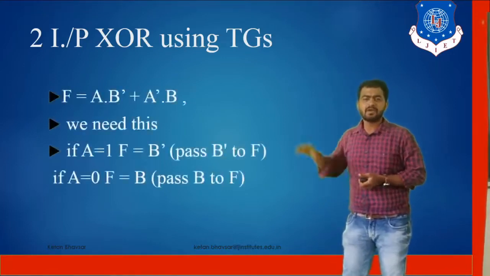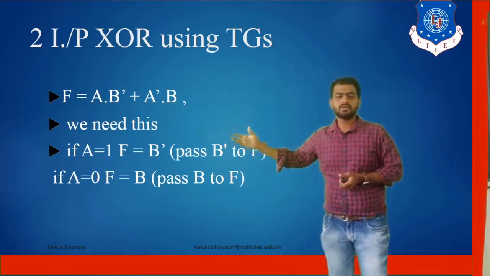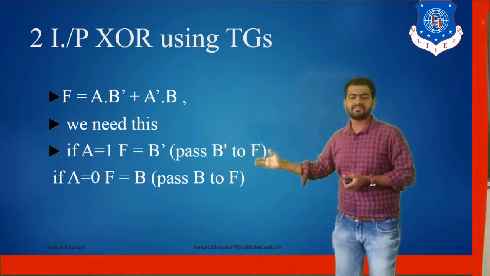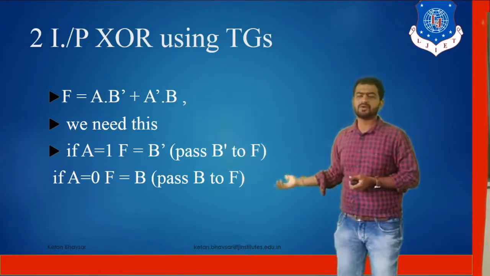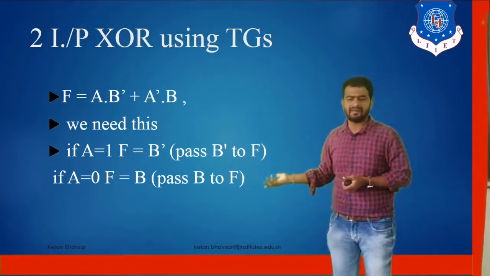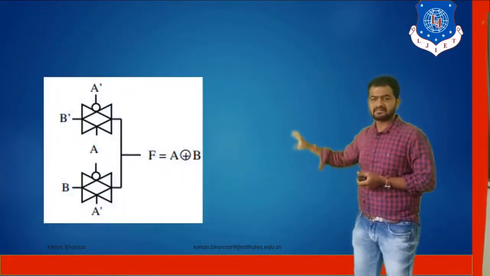So as you can see, we already know the Boolean equation F is equal to A B bar plus A bar B. So if A is equal to 1, then F is equal to B bar. And if A is equal to 0, then F is equal to B. It passes the B to F. Now, you can see the diagram. It looks like this.